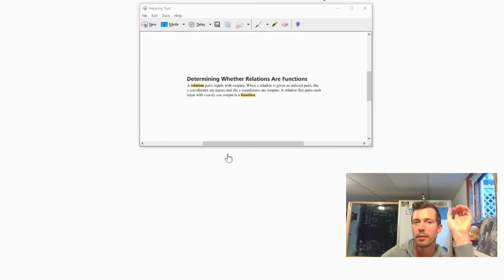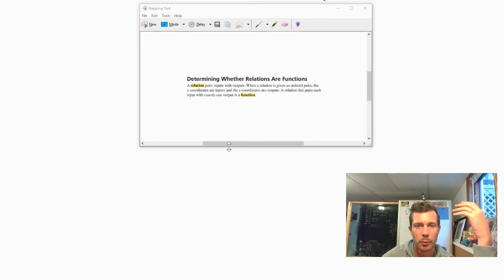So you guys have known in the past that your x values are your inputs and your y values are your outputs. When a relation is given as an ordered pair, just like we just talked about, the x coordinates are your inputs and the y coordinates are your outputs. Now, every x and y relationship is a relation. But more specifically, a relation that pairs each input with exactly one output is a function. So that last sentence right there is key. Try to remember that last sentence moving forward.